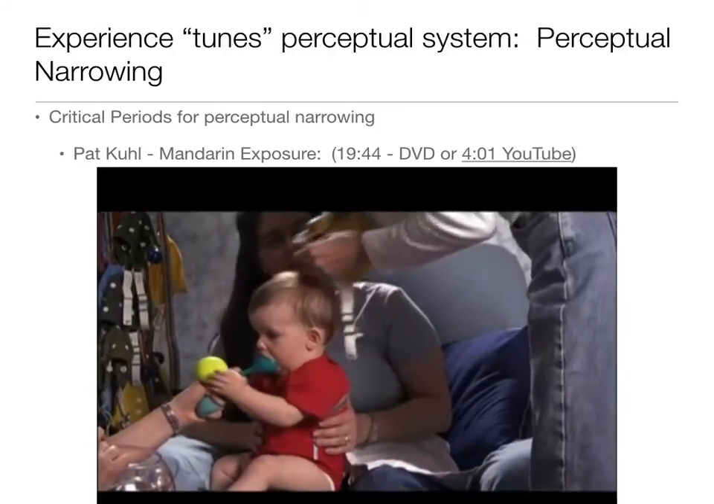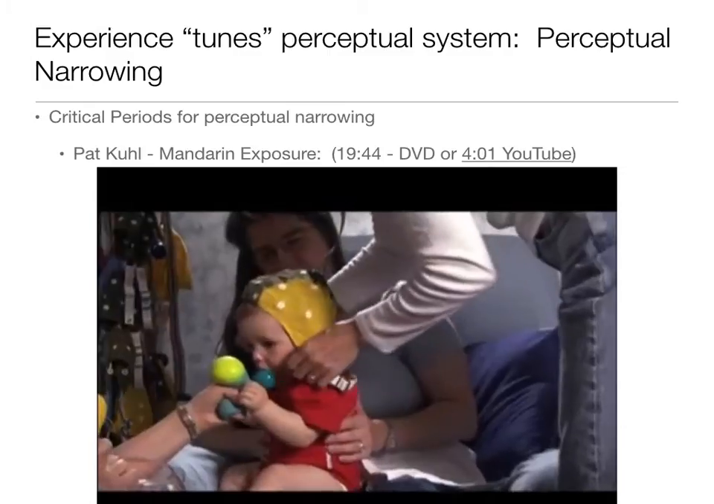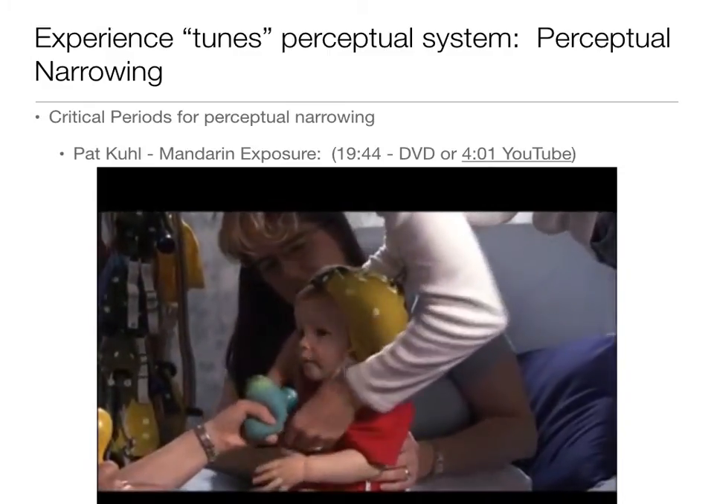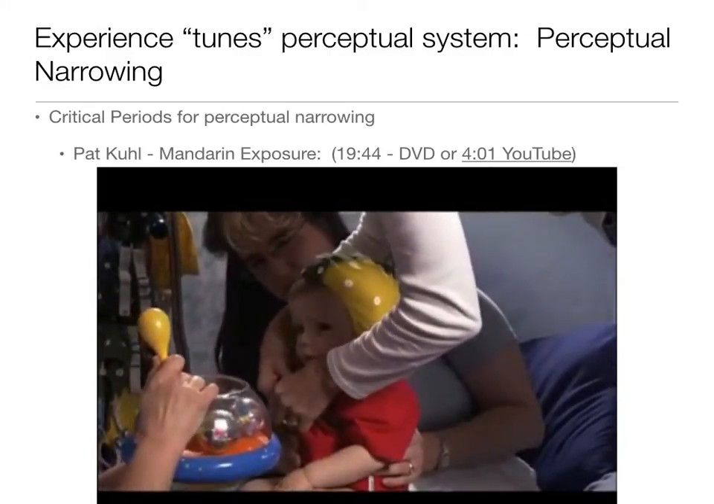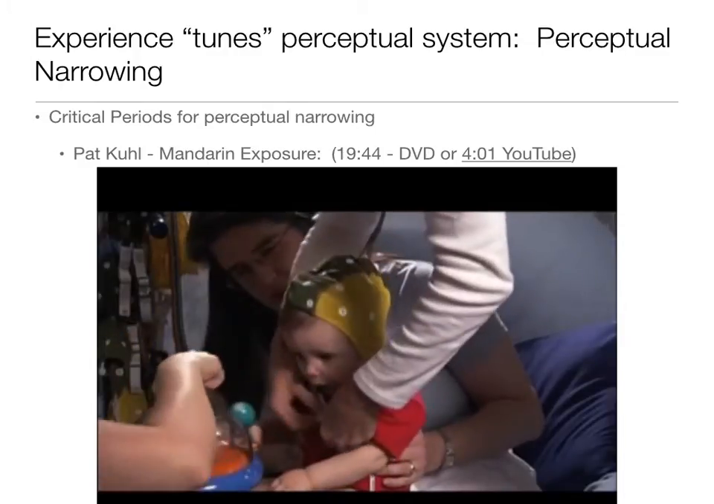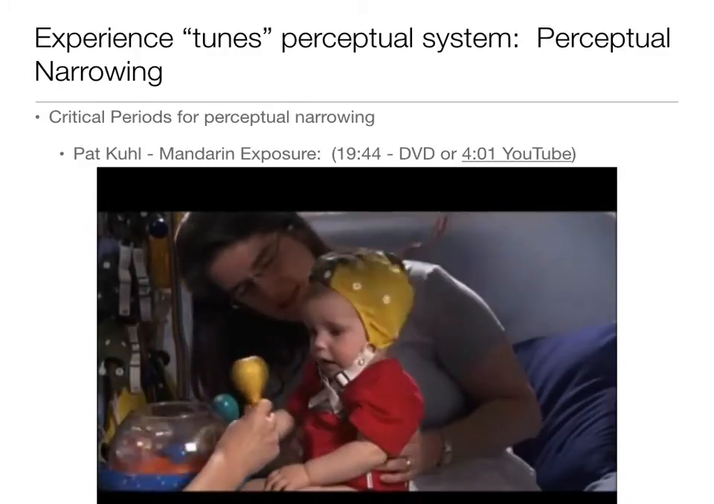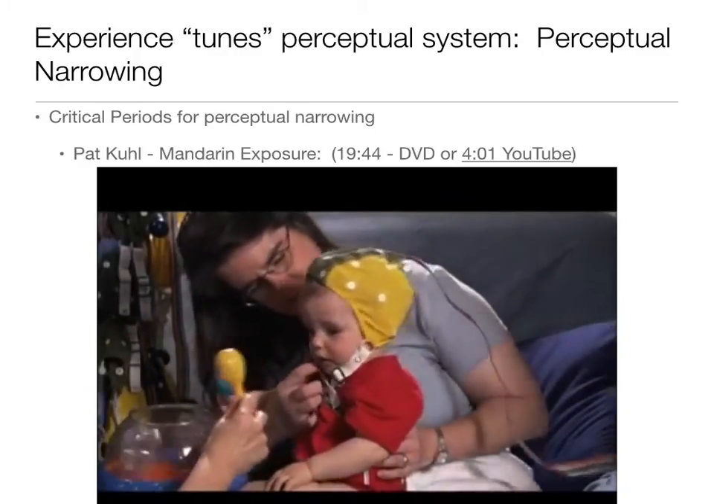9-and-a-half-month-old Matthew has completed the 12 sessions and is back for the test. He is dressed in a cap with electrodes hooked up to a computer. It will record the electrical activity in his brain in response to the sounds he hears.